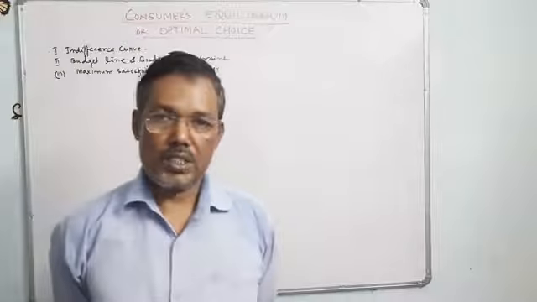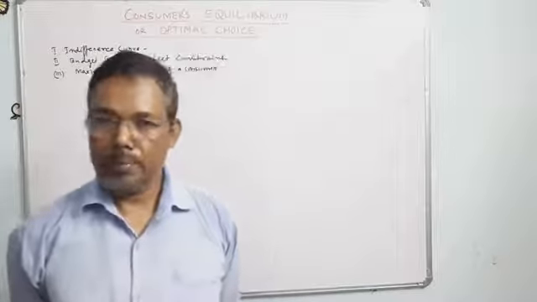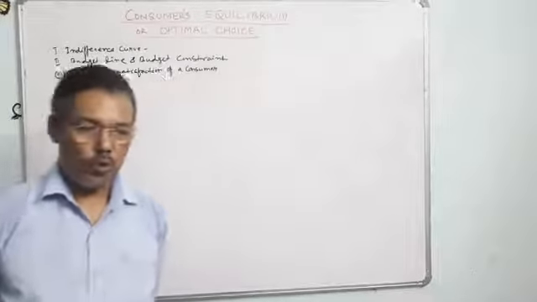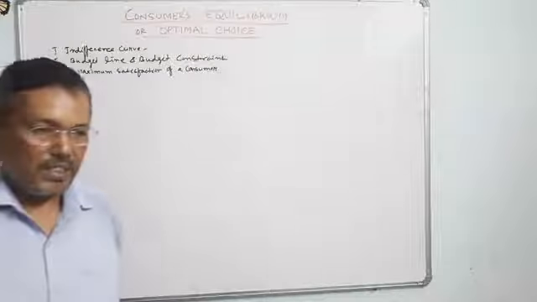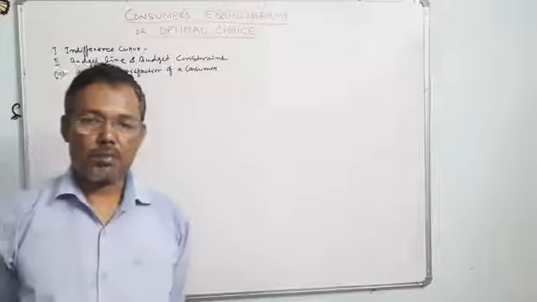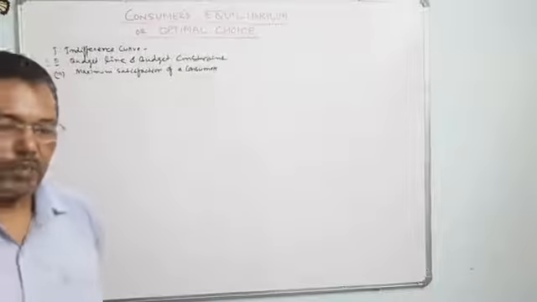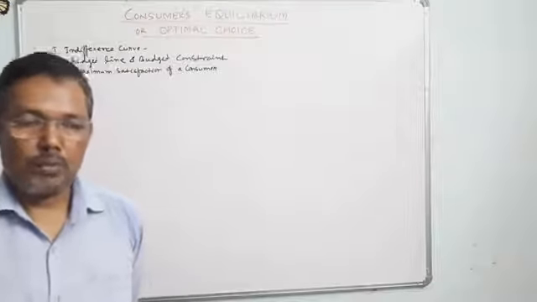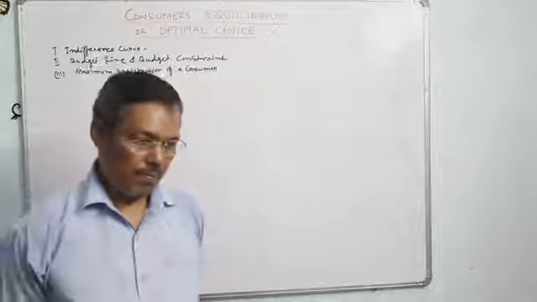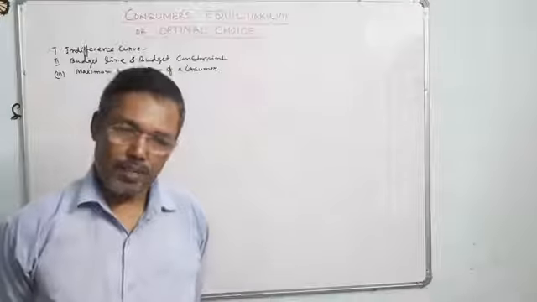But when we discussed the indifference curve, that is the ordinal approach. So what is an indifference curve? An indifference curve is a curve showing the possible combinations of two goods that yield the same level of satisfaction, the same level of utility, to a consumer at a given time. That is called the indifference curve.